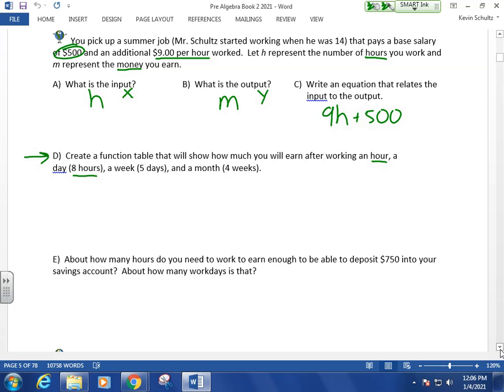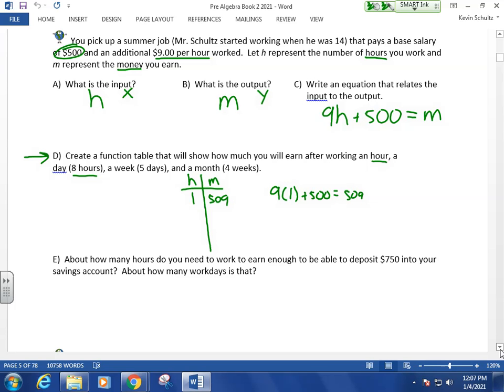So $9 per hour plus our base salary equals the amount of money that we're going to earn. So that's the equation that we'll be using to solve our function table. So we have hours, and we have money earned. The first one, after working 1 hour. Well, that equation is going to look like this. 9 times 1 plus 500, right? We have the $9 for that 1 hour plus our base salary of $500 is going to equal 509.